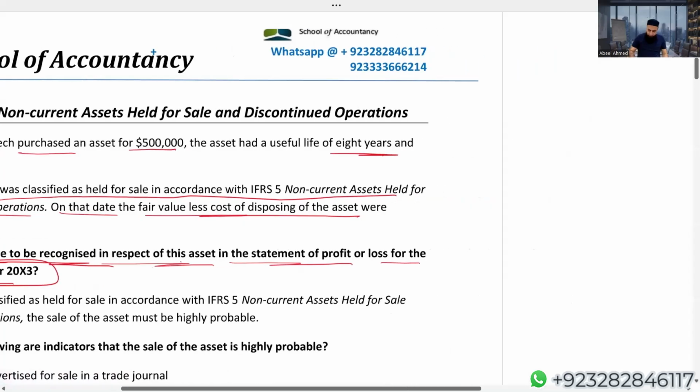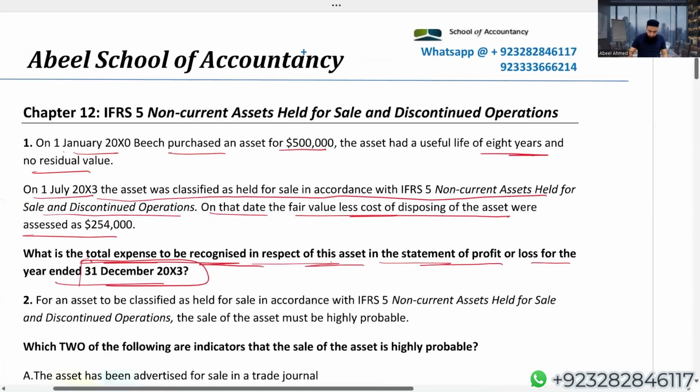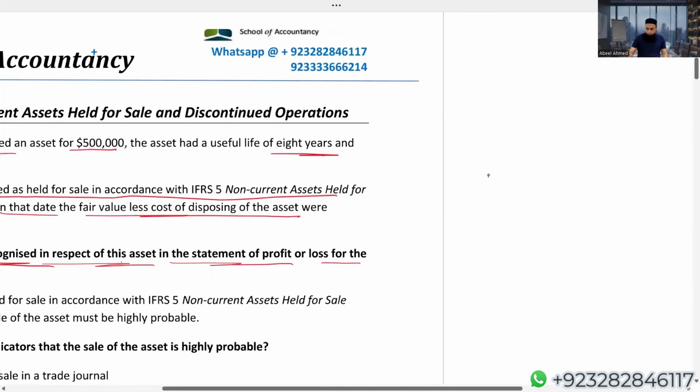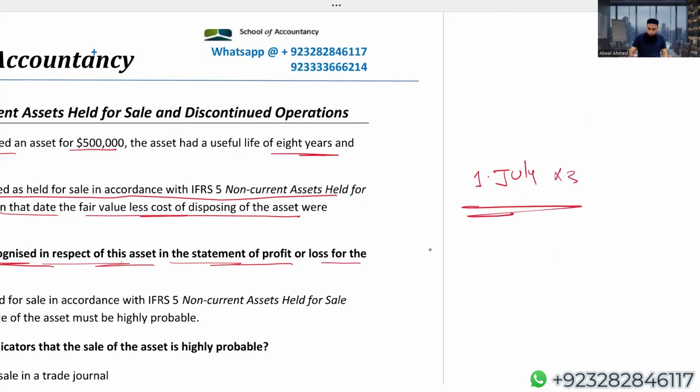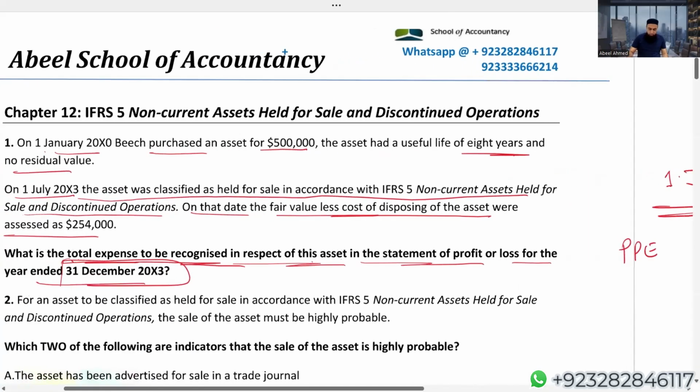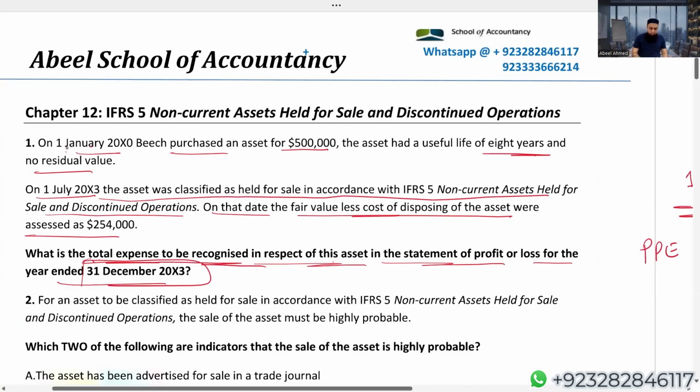The date is 1st July X3. Property, plant and equipment is 5 lakh. Now kindly see this. This plant was purchased on January X0. The useful life is 8 years, fine. And on 1st July X3, mid of X3, the criteria of IFRS 5 is met.